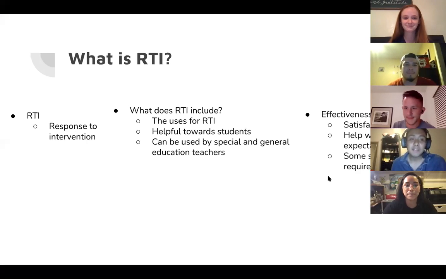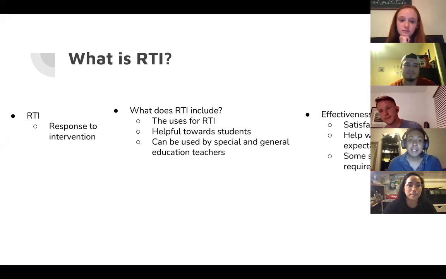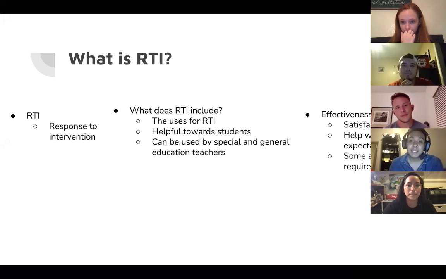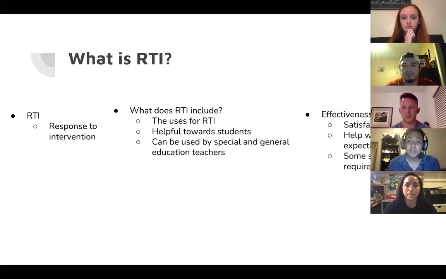To start things off, what is RTI? RTI stands for Response to Intervention. It includes the use of assessment data, progress monitoring, and evidence-based practices to identify students in need of support. These are meant to help students in need of support and to monitor the progress. Teachers are also able to adjust the difficulty of the classroom depending on the student's response towards this practice. This practice can be used by special and general education teachers.